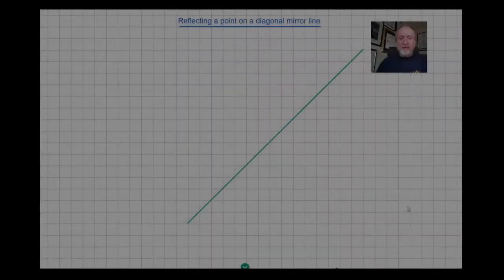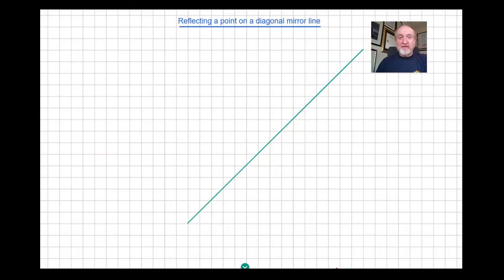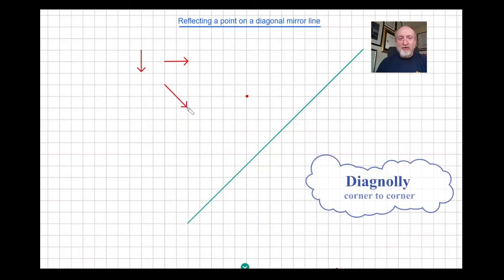So finally, let's have a look at what most people consider to be possibly the most difficult thing, which is to reflect a point on a diagonal mirror line. So let's just start with our point, and we'll have that point here. And here's the difference. Beforehand, we've always been travelling along the edge of the squares. We've either been going sideways or horizontally, or we've been going up and down. Now comes the difference. The difference is that we go from corner to corner to corner of the squares.